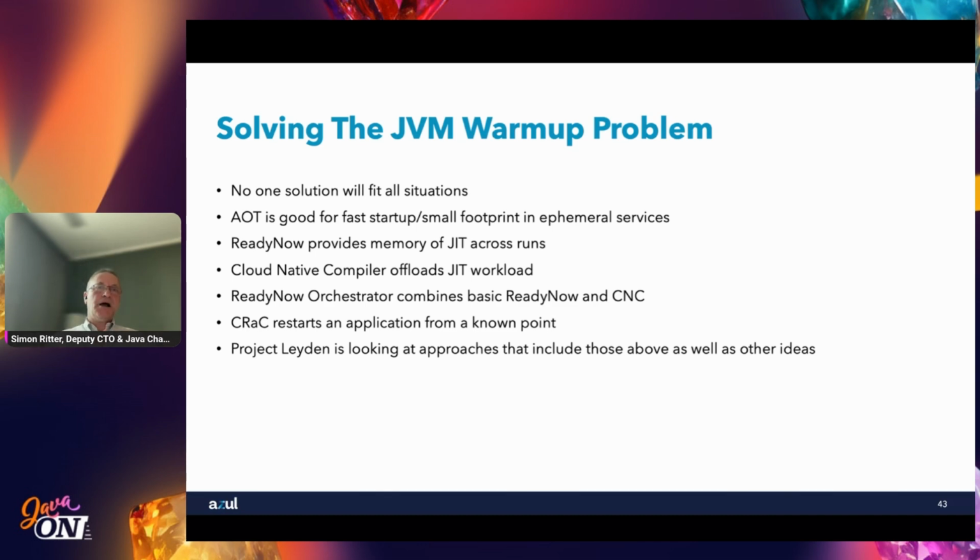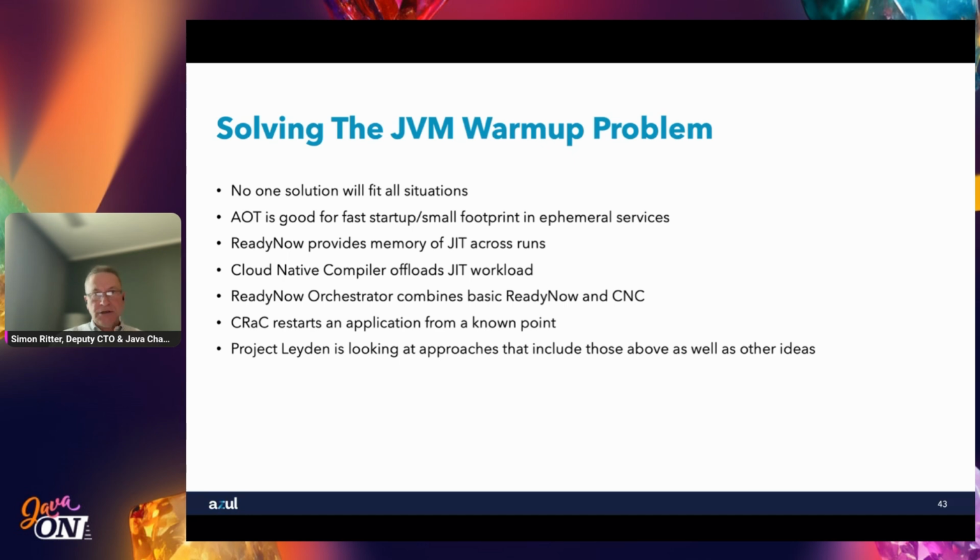Just to summarize then, I think it's fair to say that there isn't one solution that fits all situations. So if we look at things like ahead of time compilation, Graal VM, that works very well where you want fast startup, small footprint, ephemeral services, those types of things. Ready Now and Project Leiden provides memory of the JIT compilation across runs. Our cloud native compiler can offload the JIT workload from the JVM itself to a centralized resource, enabling us to do more heavy optimizations, store state, and optimize that way.